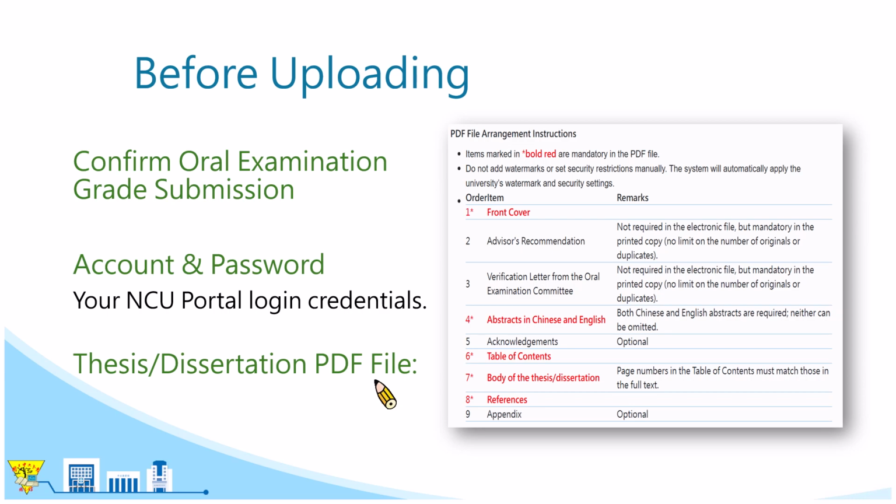Note the required arrangement for the PDF. All items in bold red on the list must be included, which means the front cover, abstracts, table of contents, body of the thesis, and references. While other items are optional, like the acknowledgments and appendix.